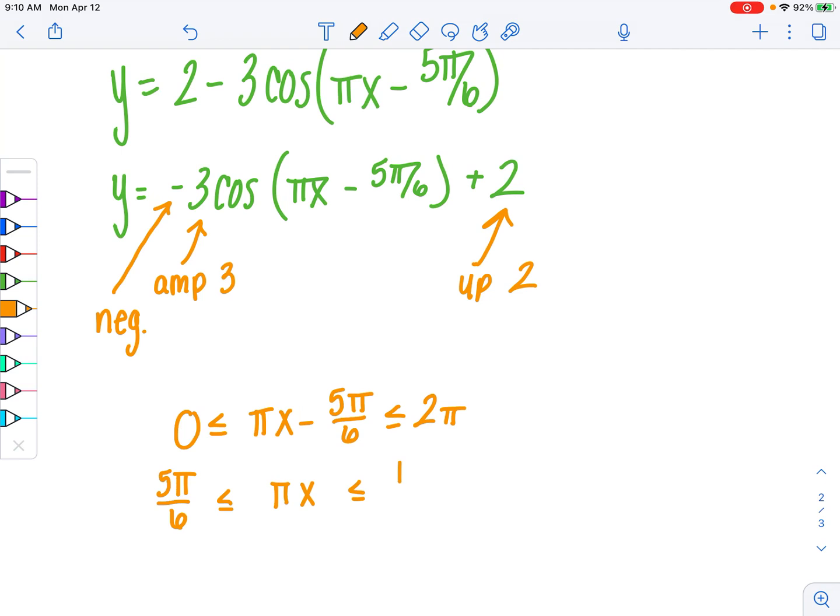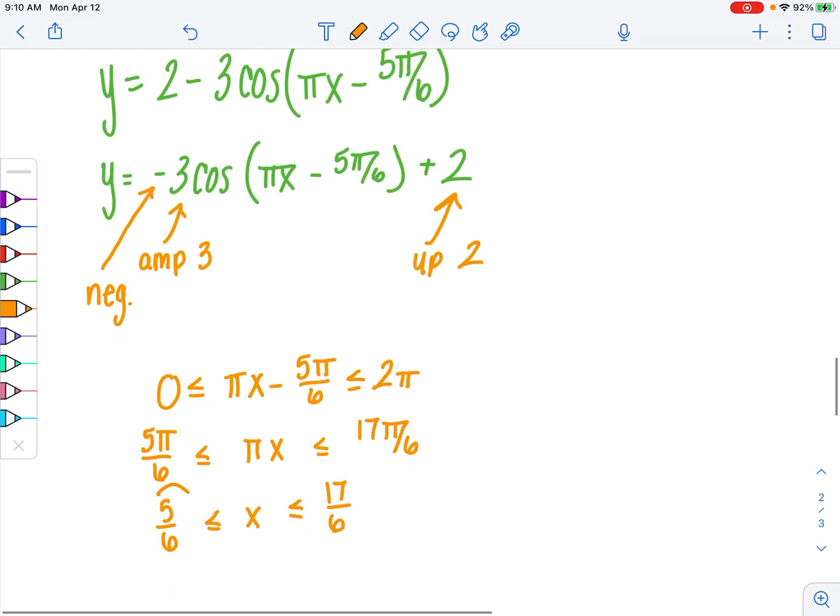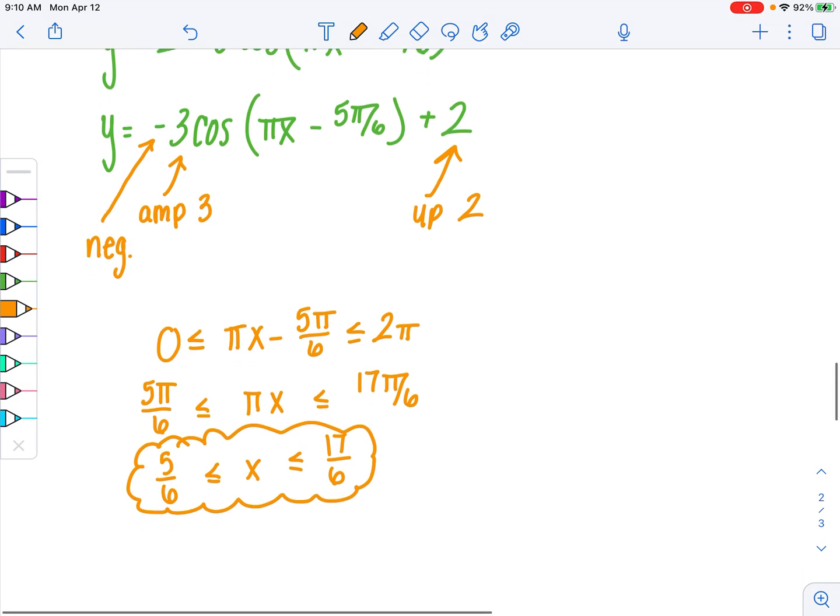Get your common denominator. Divide by π. So kind of interesting, I actually get rid of π. That's okay. That really is fun. I'm going to start here. I'm going to end here. That means I'm shifting to the right 5/6. And my period will actually change as well.